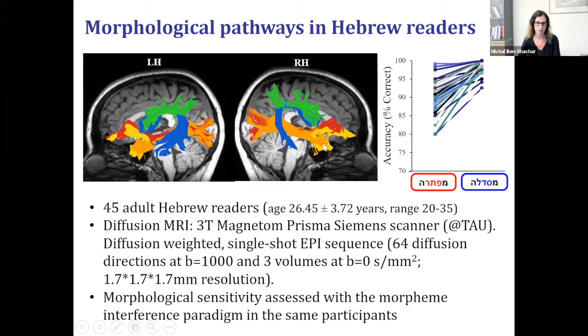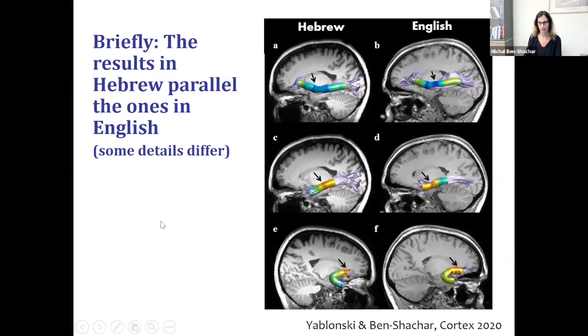Then we collect diffusion imaging in all these participants, this time in Tel Aviv University, and we track the dorsal and the ventral pathways in the left hemisphere and right hemisphere of every individual. And now, after a really long time of working on this data and condensing it into one slide, we pretty much find similar results in Hebrew to the ones that we found in English.